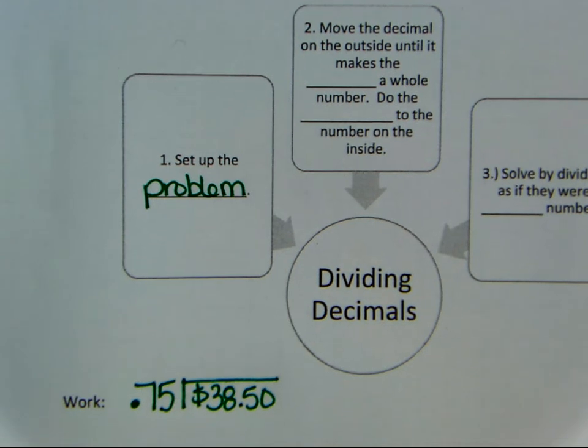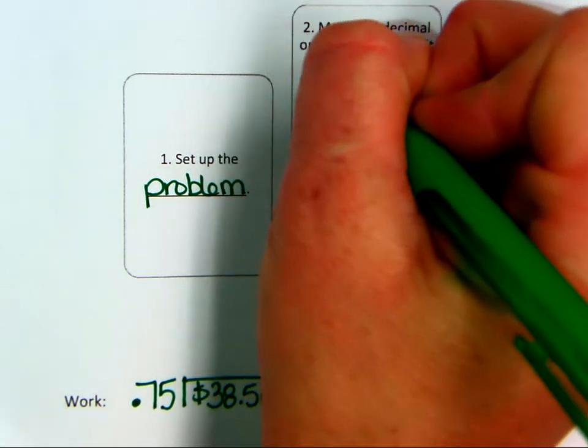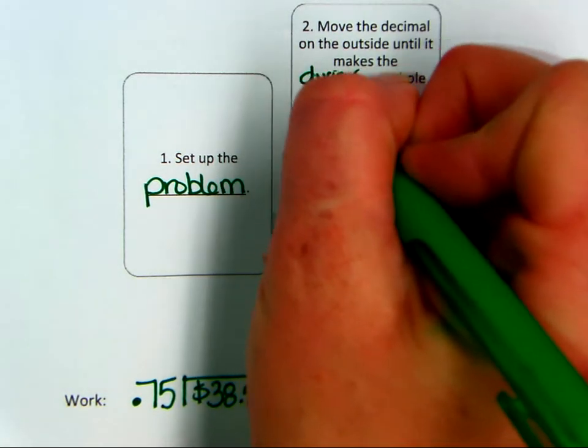And the next step, it says, is move the decimal on the outside in the divisor until it makes the divisor a whole number. Sorry. Once again, that is, move the decimal on the outside until it makes the divisor a whole number. Then do the same to the number on the inside. So we're going to practice that.